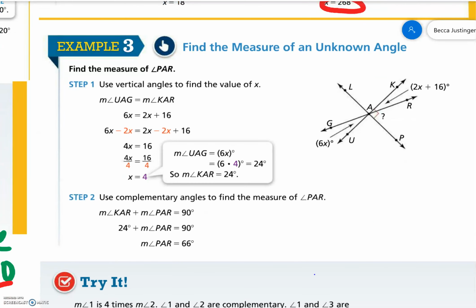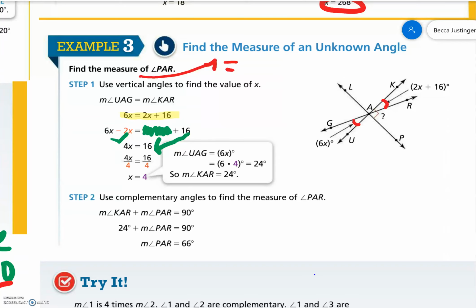Example 3. Find the measure of an unknown angle. Use the vertical angles to find the value of x. So they tell me that this is vertical to this. Remember, vertical angles are equivalent. So they set 6x equal to 2x plus 16. That's where they got this equation. Solving for x, they subtracted 2x from both sides. Cancels out on the right. 6x minus 2x equals 4x. Bring down the 16. Divide both sides by 4. So x equals 4.